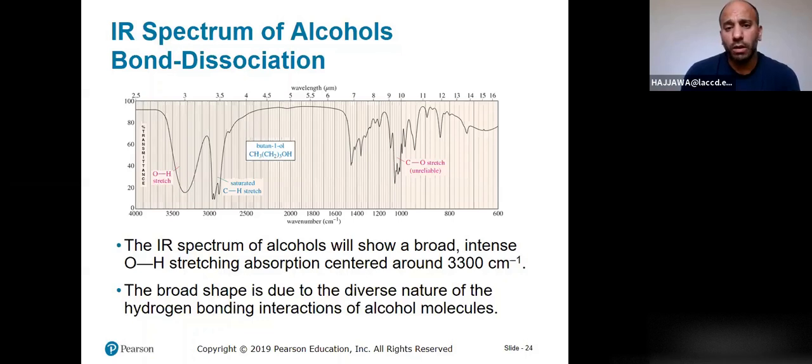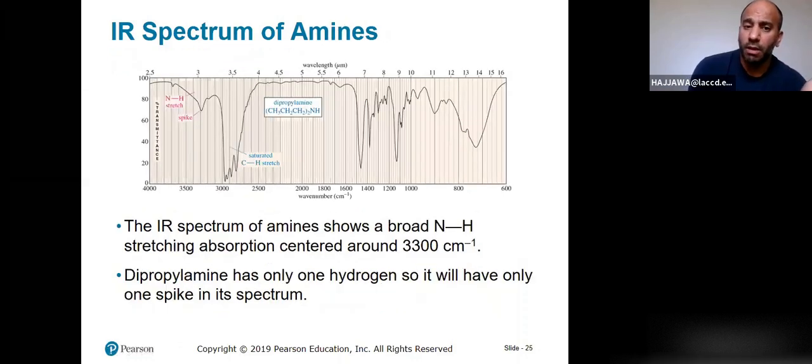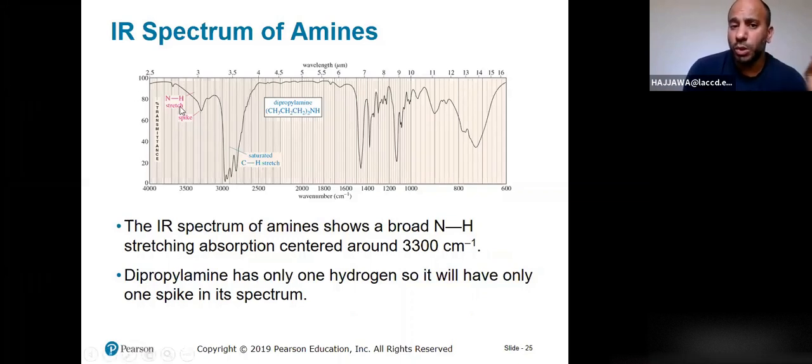In addition to the OH, you will see also the C-O single bond. That's around 1100, but it's in the fingerprint region. So that's why we don't look for it. We only look for the OH bond. NH, it's similar in terms of reading, but not the same in terms of shape. The NH will usually show up around the 3300 as a spike. So if it's one NH, we'll see one spike. If it's two NH, you will see two spikes.